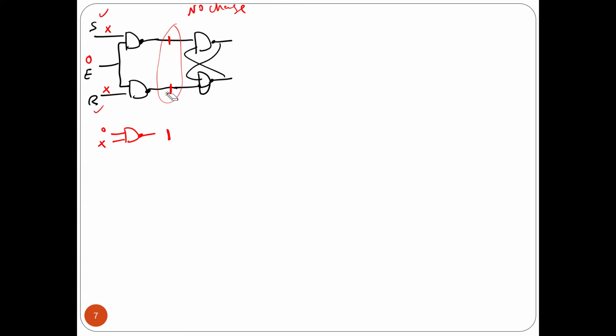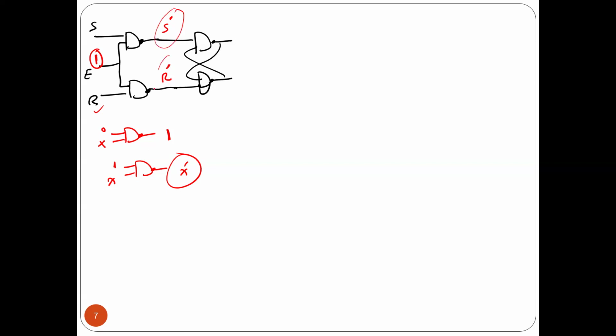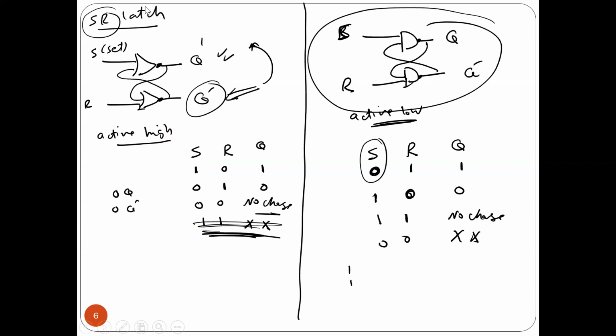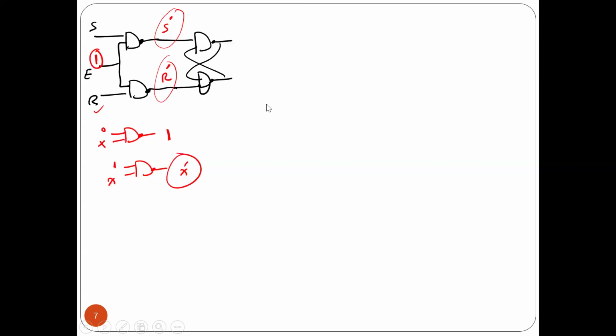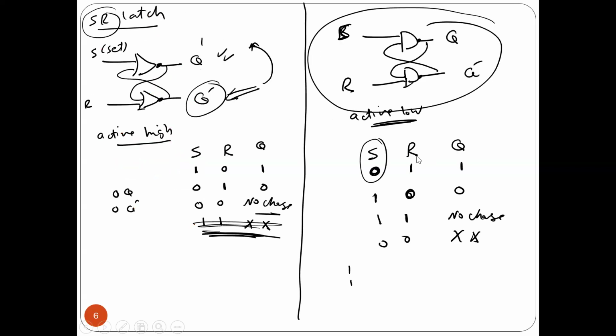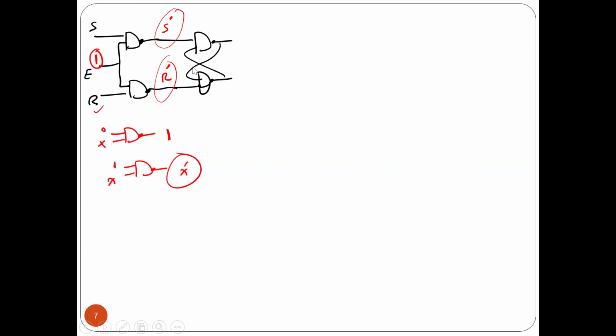But if I make the enable 1, you know also from the NAND gate, if one input is 1 and the other one is X, I'm going to get X prime. So what happens here is I'm going to get S prime here, and I'm going to get R prime here. Is that okay? Because this is S prime and this one is R prime, it's not S and R. So what's going to happen is that this one was active low, and now it's going to become active high because of this prime, okay?